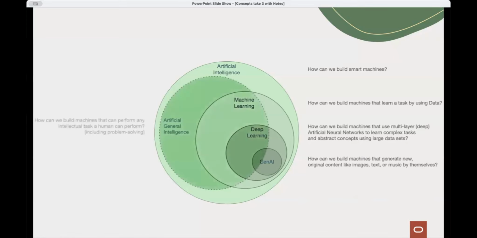Lastly, I will talk about artificial general intelligence. This is an abstract topic, to me at least. No known AI exists at this time. The question is, if it exists, will we be able to detect it? I formulated this question to describe it as I understand. How can we build machines that can perform any intellectual task a human can perform, including problem solving?